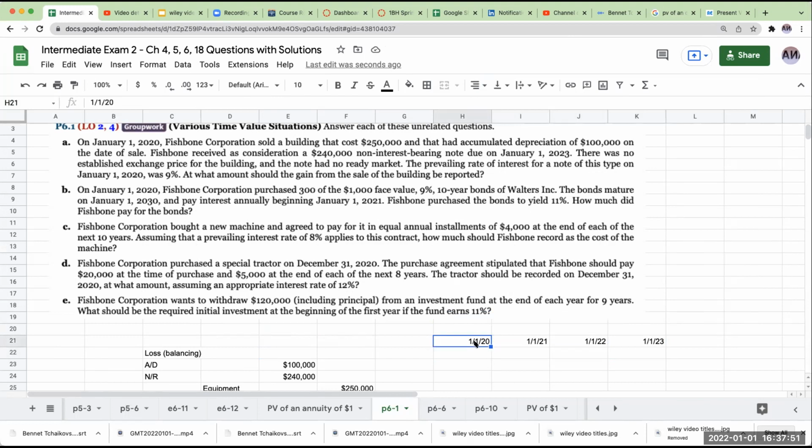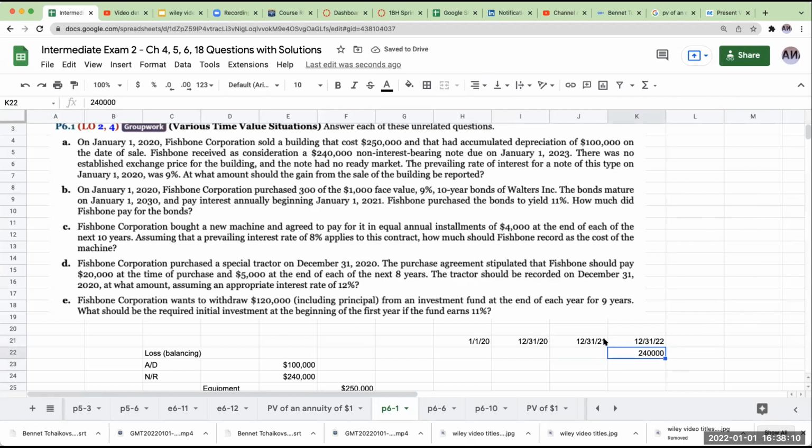So what we have to do, because we're going to be getting this $240,000, let's just make it a little bit easier on ourselves. We'll say this is on 12/31/22, 12/31/21, 12/31/20. Let's make it a little bit nicer. So we've got basically $240,000.